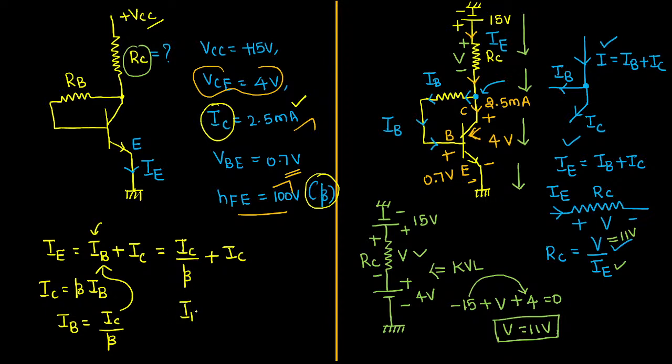So from this, the emitter current IE can be written as, if you take collector current outside, 1 by beta plus 1, into collector current IC. Let us proceed further. If you take the LCM, it becomes (1 plus beta) by beta into collector current IC. What is the value of beta here? 100, sir. What is the value of collector current? 2.5 milliampere. So emitter current IE is equal to 101 divided by 100, into 2.5 milliampere, that is 10 power minus 3.